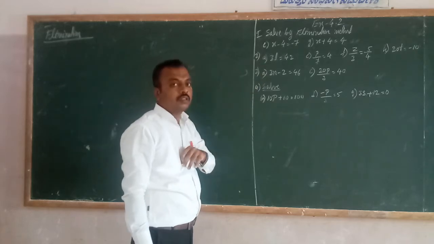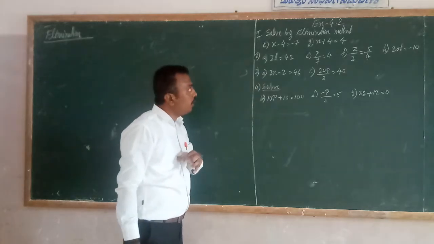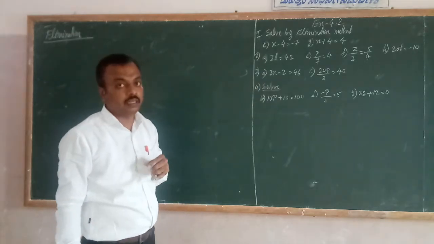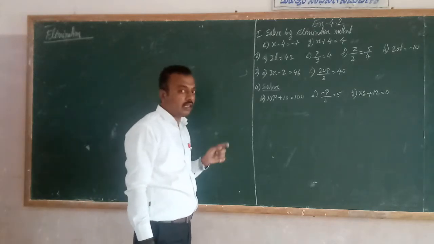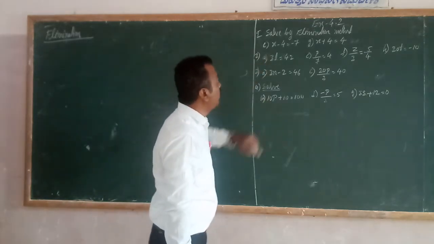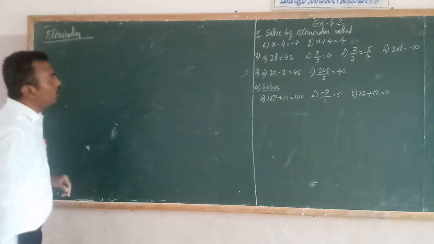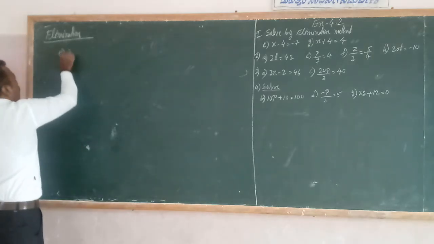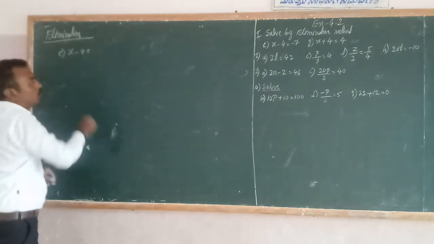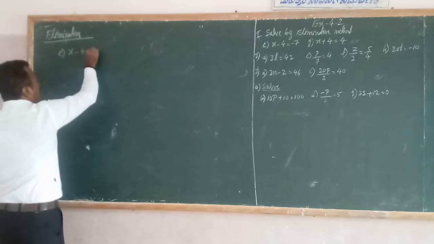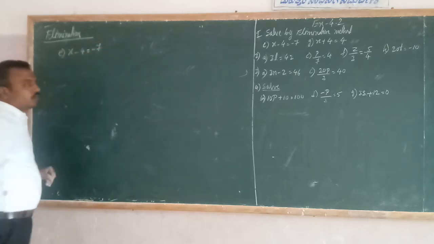In your textbook, solve the equations by separating the variable terms. Use the separate variable terms as they are given. Both are the same. See, I will show the first one. I will go to question E: x minus 4 is equal to minus 7.